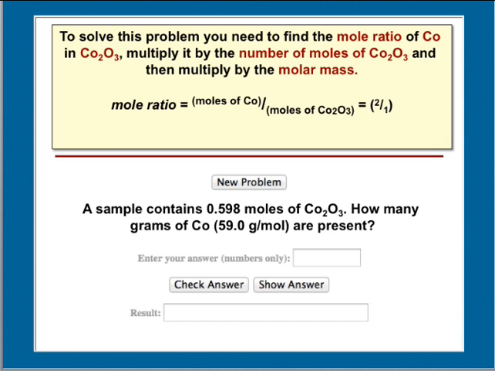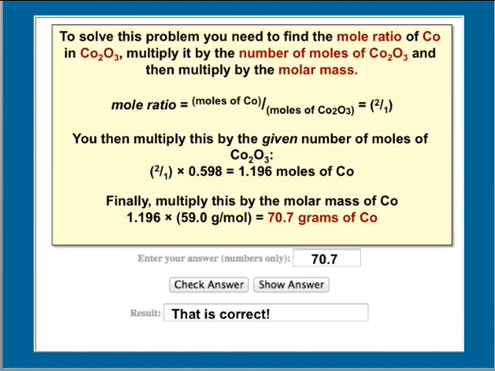All right, so we know our mole ratio. We know the number of moles. That's going to tell us the number of moles of cobalt. If we multiply these together, then we have about 1.2 moles of cobalt. Now we know that every mole of cobalt is 59 grams. So we just multiply the number of moles by our molar mass, and we get 70.7 grams.